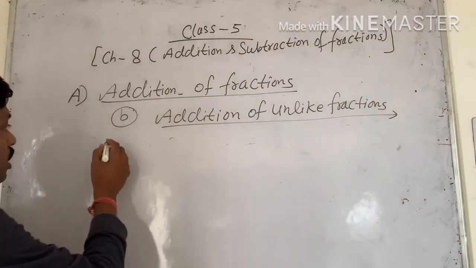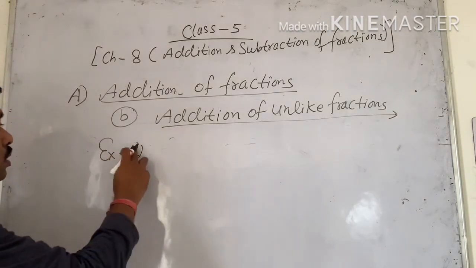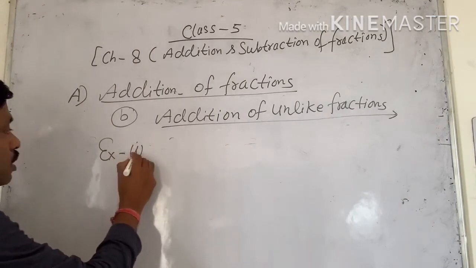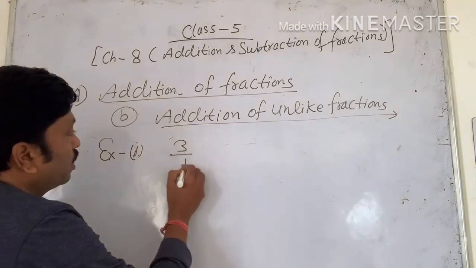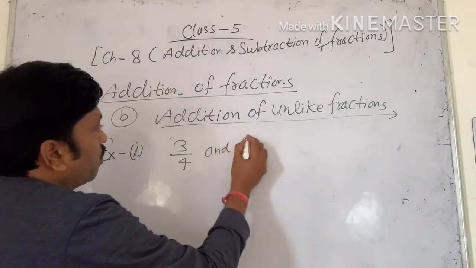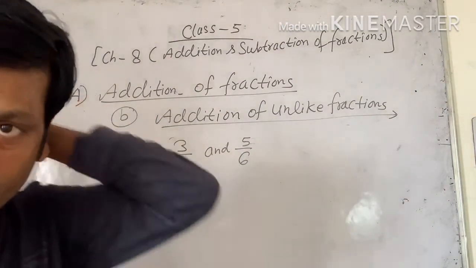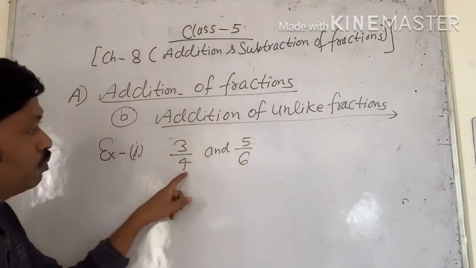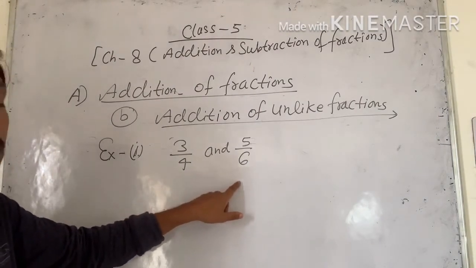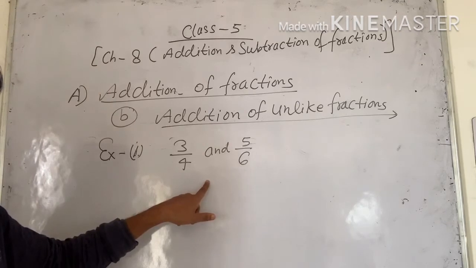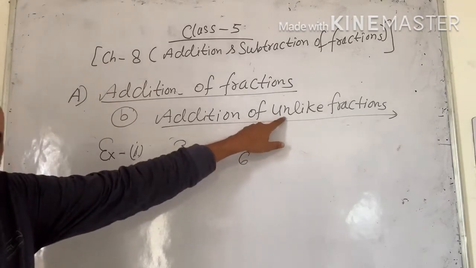Now let us take an example to understand this. Let us take the first example. What is the first example? Now consider 3 by 4 and 5 by 6. This is your example, 3 by 4 and 5 by 6. Here we see 4 and 6 are the denominators of the two fractions, which are not equal. It means which are not the same. So these are the unlike fractions.